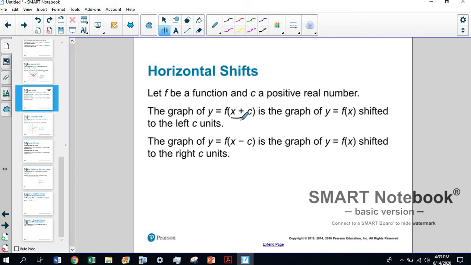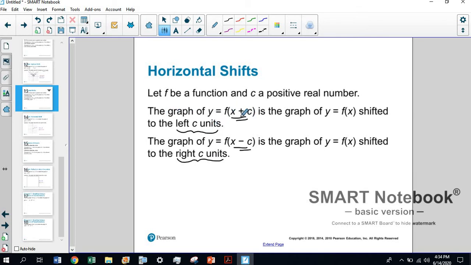Horizontal shift. Horizontal shift is when you add or subtract inside the function. So it's before you square or square root or anything like that. And here what's happening is the domain is getting changed because you're changing the x. Because we're changing the domain, it's happening before the function is evaluated. Therefore, the change affects it in the opposite direction.